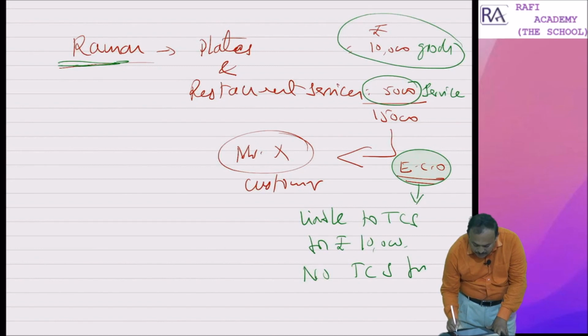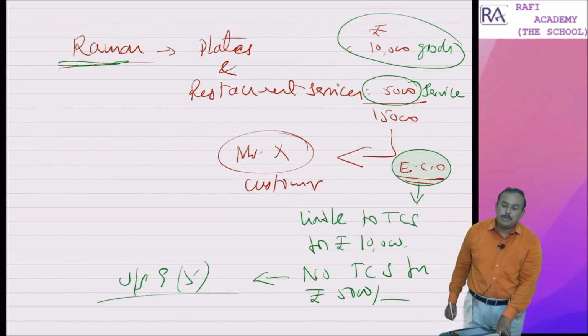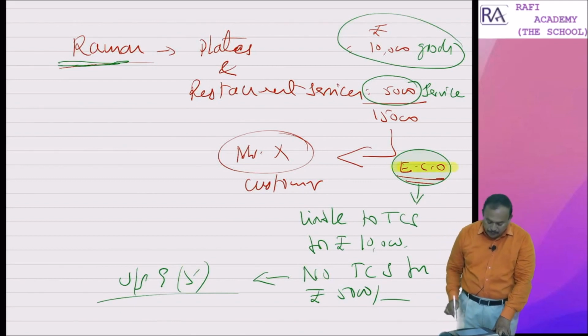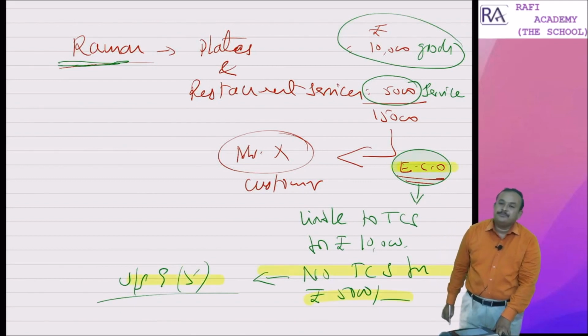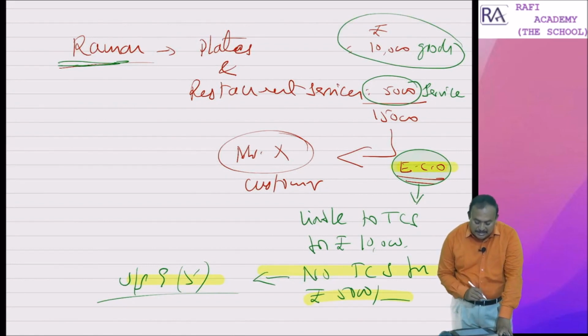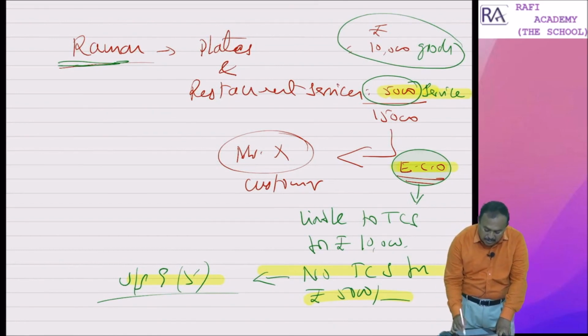No TCS for rupees 5,000, because it is covered under section 9(5) of the CGST Act. Who is liable to pay GST? The entire GST is liable to be paid by the e-commerce operator for the given supply of services, restaurant services. Now in the given case, the invoice should be issued by the e-commerce operator for 5,000 rupees of services. The invoice for supply of goods is issued by Raman.